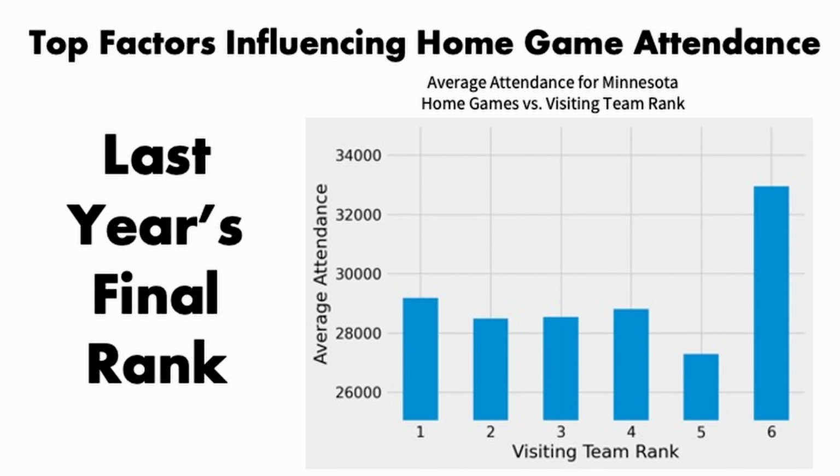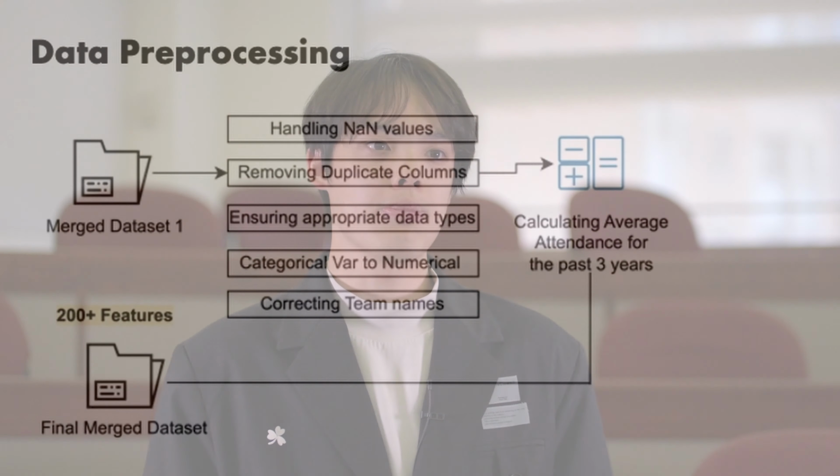But things become more interesting if we consider the last year's final rank. The x-axis is the visiting team ranking. The lower the value, the stronger the team, and the y-axis is the Minnesota Twins average attendance. Through the graph, we can observe that the fans of the Minnesota Twins are more likely to attend the game when the Minnesota Twins compete with a relatively weak team. This fits our intuition that people are more likely to go to the match when the team they support has more chance of winning. And now next, Gary will talk about data preprocessing.